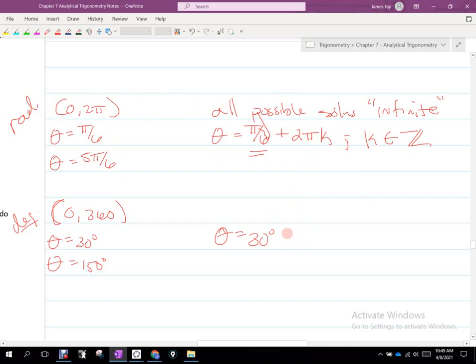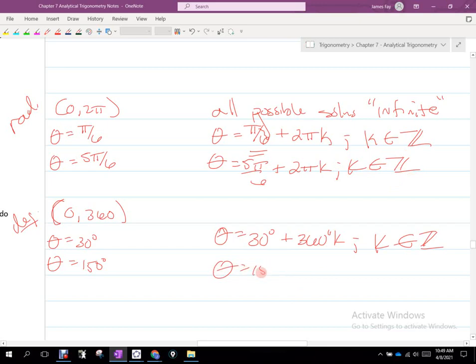Okay? Down here, I would add what? Instead of 2 pi k, I'd add 360k. Again, k will always be an integer. Okay? And then here it would be 5 pi over 6 plus 2 pi k. K is still an integer. And down here we would say theta is 150 plus 360k. K again is an integer.